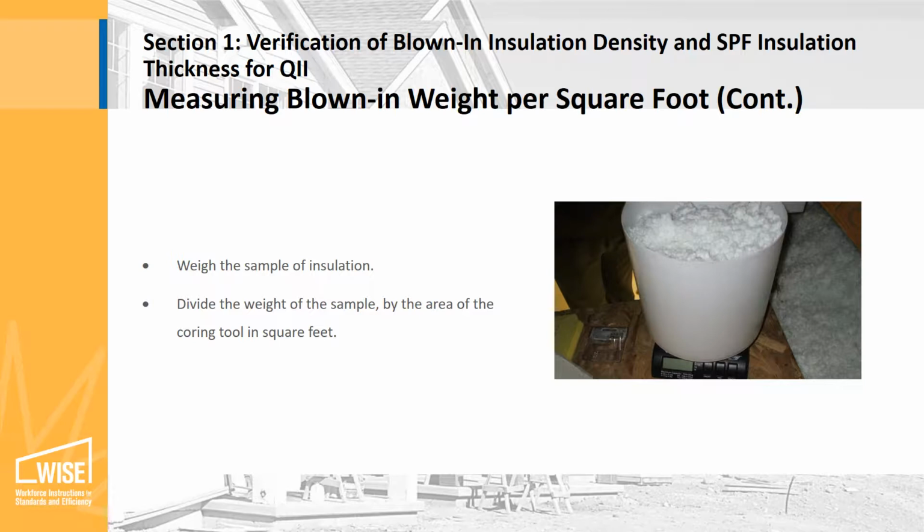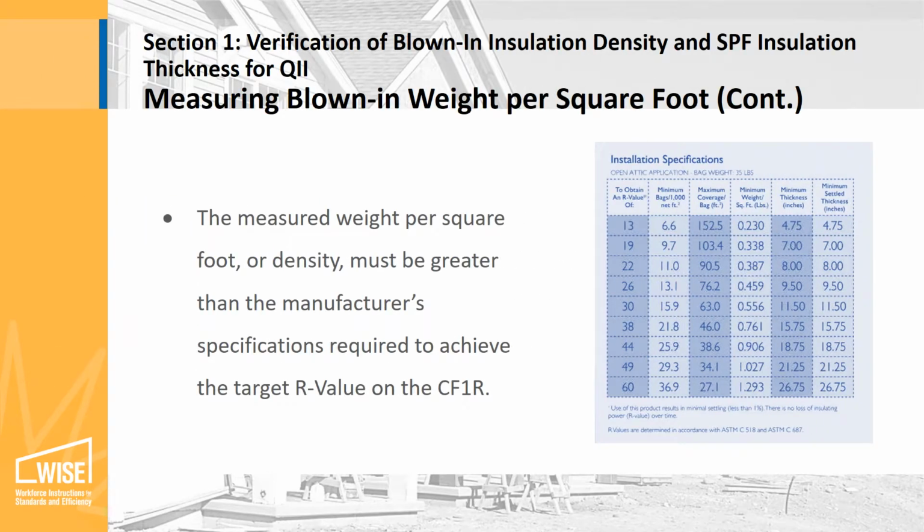If your coring tool has an area that is not 1 square foot, you will need to divide the weight of the sample by the area of the coring tool in square feet. Last, you will compare your result to the target provided by the manufacturer. Each material will have a unique chart specific to that material. Your result will need to be equal to or greater than the target weight.